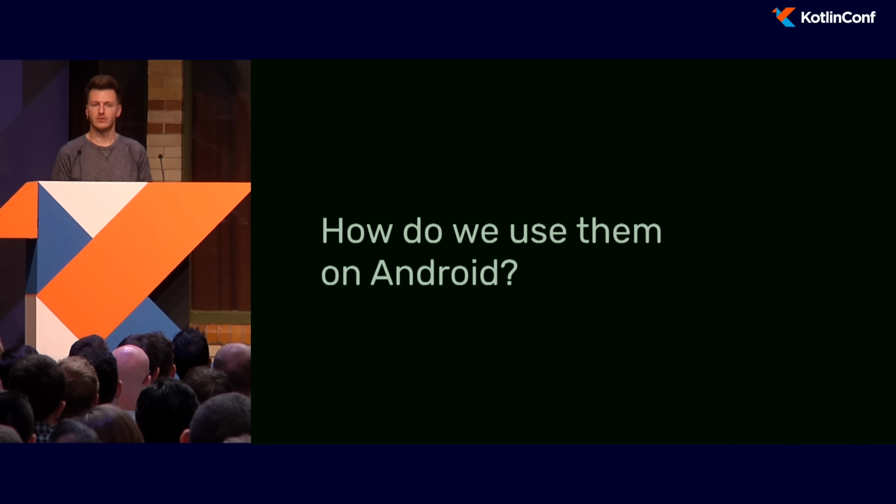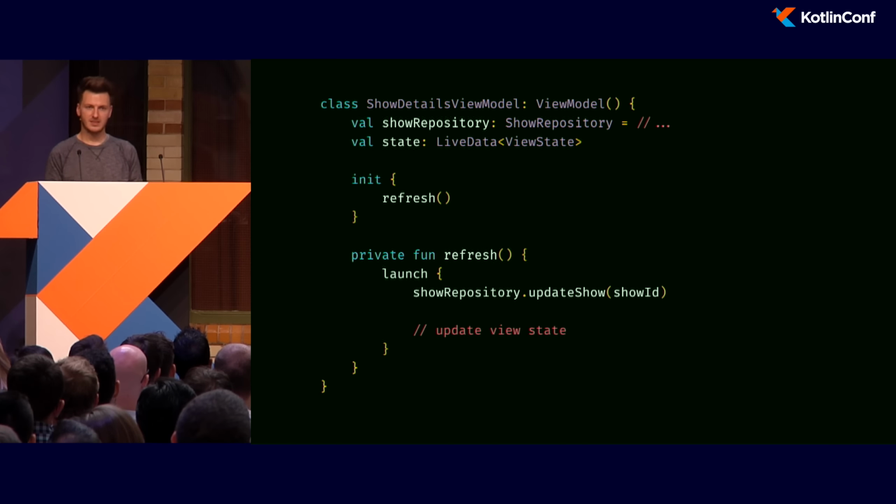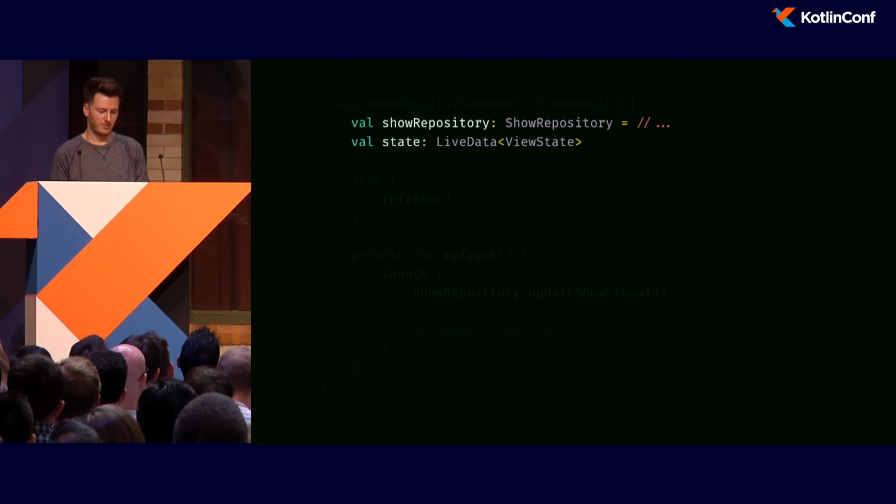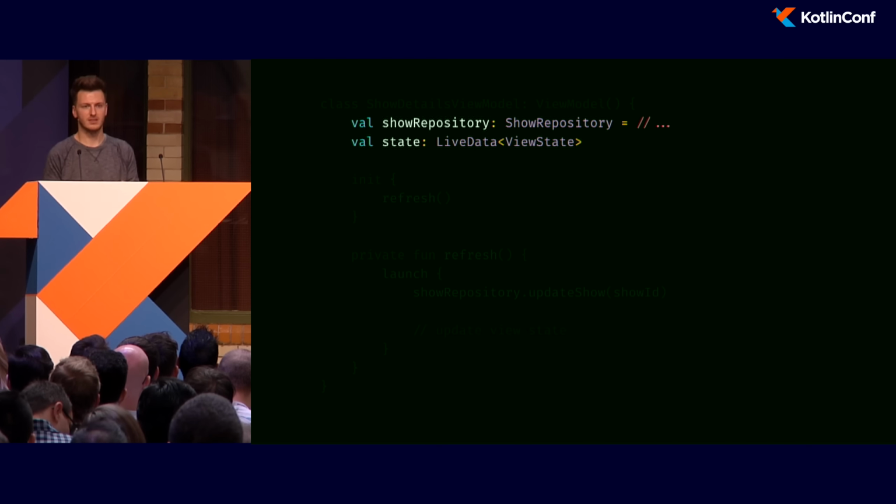So how do we actually use them on Android? Well, here's the simplest example I could come up with, and it's a very simple view model. The first thing at the top is just being able to get access to the show repository. We don't really care about this at this point.